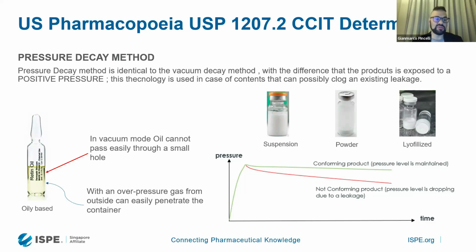Exactly the same: we open the valve for a certain time and we reach a certain pressure level. If the pressure level is maintained constantly over time, nothing is entering the product, so the product is conforming, no leakage. If you have a drop in the pressure, it means that air is getting inside of the product. Typically this is an application for oils, as I mentioned, as well as suspensions, powders, and lyophilized products, because every time the product is drying, the process is clogging holes there. So it's important to have a positive pressure outside of the container.